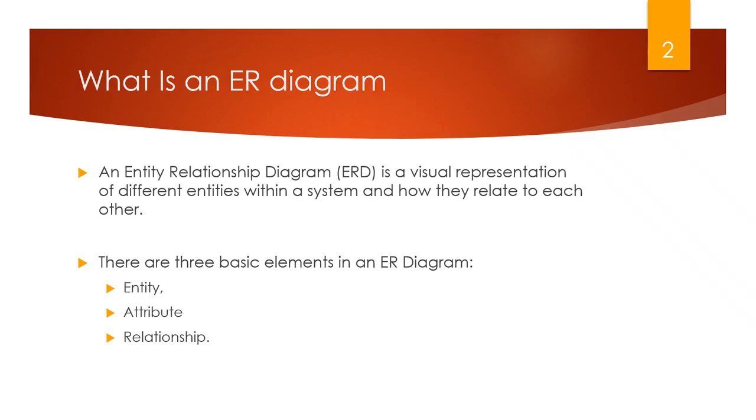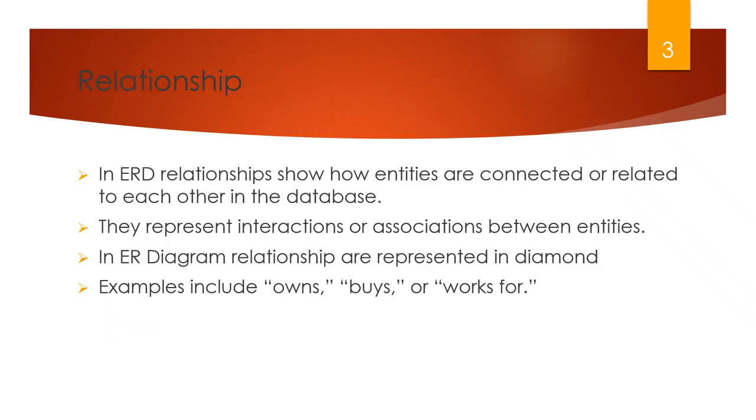There are three basic elements in an ER diagram. They are entity, attribute, and relationship. What is a relationship? In ER diagram, a relationship shows how entities are connected or related to each other in the database. A relationship represents interaction or association between entities. In ER diagram, relationships are represented in diamond shape.